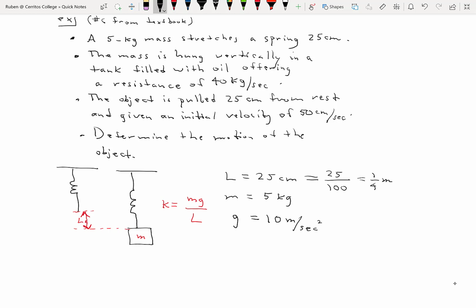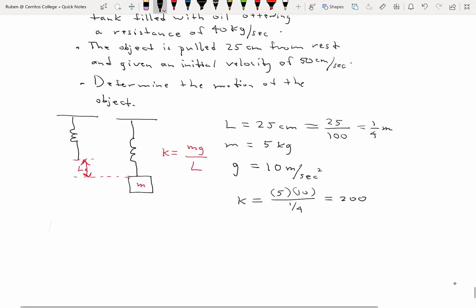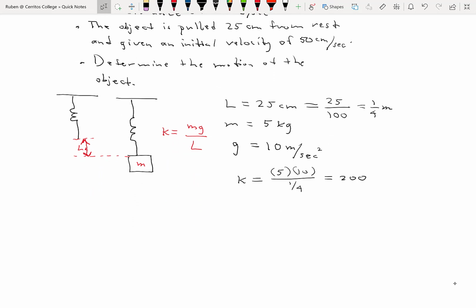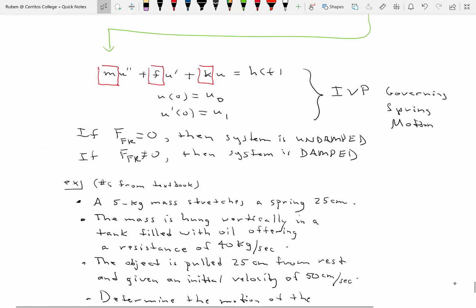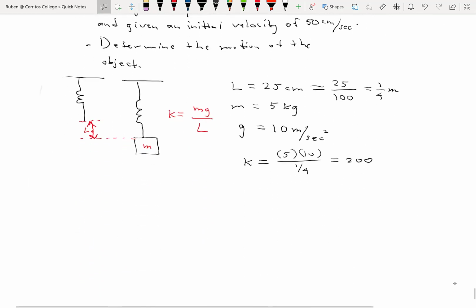Okay. So the spring constant for our spring is mg over L, m times g approximately 10, over L, and this is 200. Okay, and we can be a little silent on the units there. The other two constants we need are m, well, we already have that, that's 5.